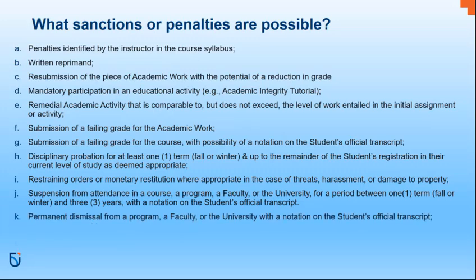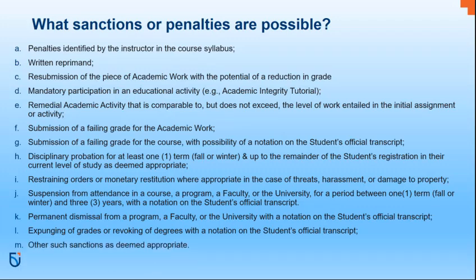The most significant sanctions include permanent dismissal or expulsion from a program, a faculty, or the university with a notation on the student's official transcript, and the expunging of grades or revoking of degrees with a notation on the student's transcript. Having your degree revoked or grades expunged will occur if you've already received your degree but are found to have cheated in any way during your time at university. The policy also leaves room for other sanctions to be applied as may be appropriate.